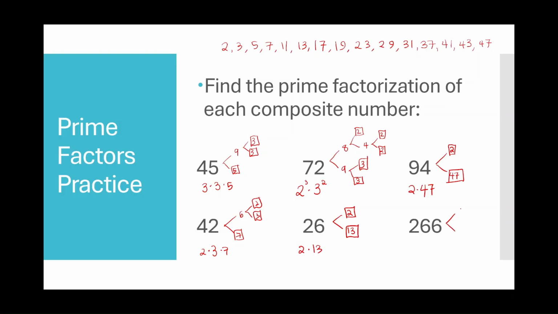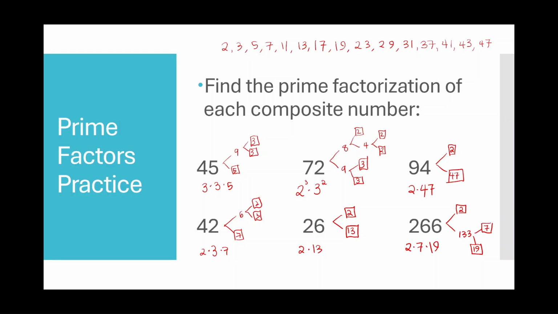266. Gosh, who made this problem? That's a 2 times 133. Now I'm not sure what goes into that, so I'm going to start checking. 2 and 3 definitely don't work, neither does 5. Let's try 7. Oh, nice. That one did work. It was 7 times 19. And when I check my list, 19 is a prime, so we're done. That's the prime factorization there.